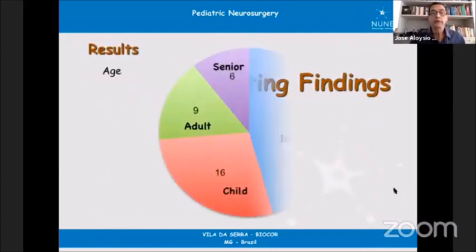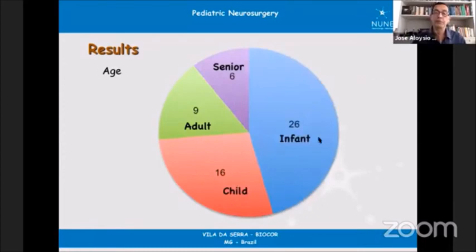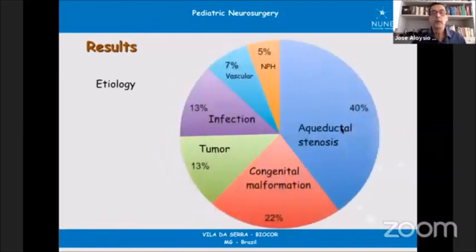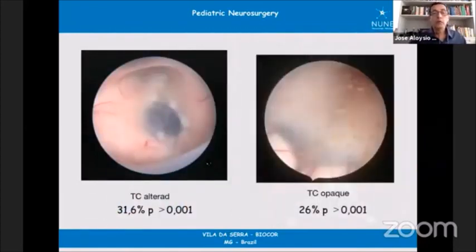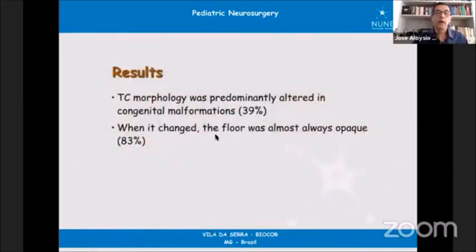We have some interesting findings, and the first one is that 75% of the patients were in the pediatric age group, and almost half of them are infants, below 2 years. And we have many cases of congenital malformation. And of course, these congenital malformations are associated with infants and children. The tuber cinereum was altered in one third of all cases, and in 26% it was opaque. When the morphology of the tuber cinereum was altered, especially in congenital malformation, the floor was almost always opaque.